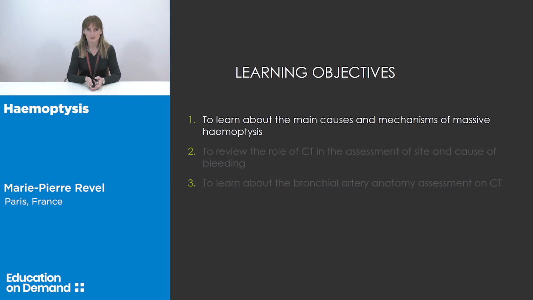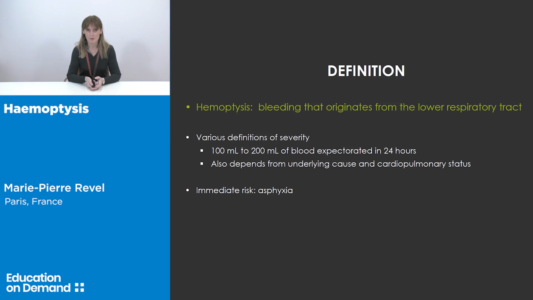So let's start with some definition. Haemoptysis is a bleeding that originates from the lower respiratory tract. There are various definitions of severity ranging from 100 to 200 milliliters of blood expectorated within 24 hours, but it also depends on the underlying cause and on the patient's cardiopulmonary status. In any case, with severe haemoptysis, the immediate risk is asphyxia and not hypovolemia, contrary to other sorts of bleeding.